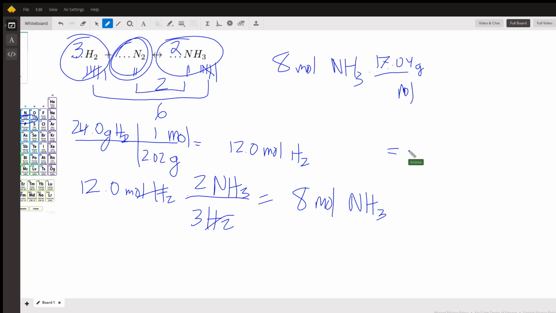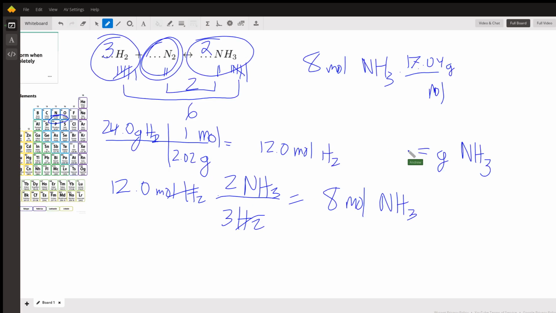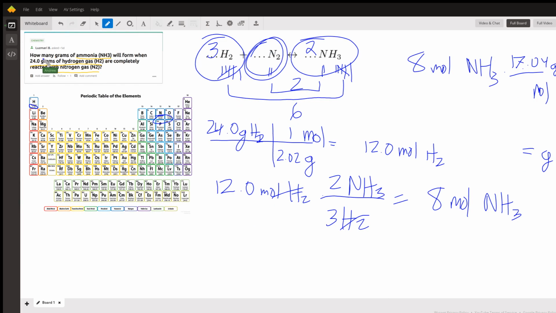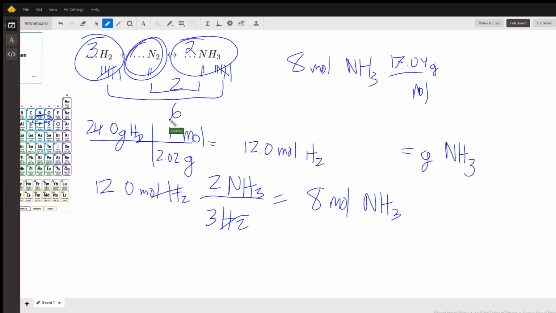That's your grams of NH3 that can be produced from the starting amount of hydrogen gas, H2.